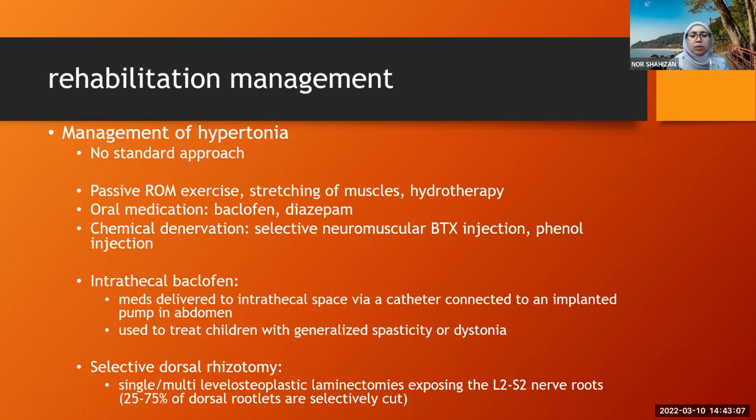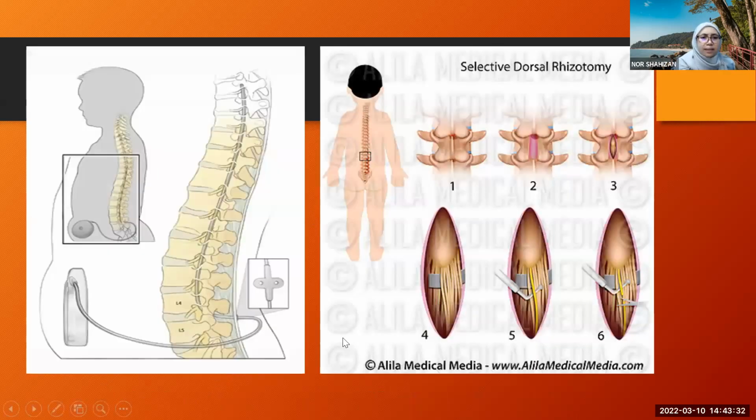Selective dorsal rhizotomy also can be done to treat spasticity, which usually they do a single or multi-level osteoplastic laminectomy, exposing the L2 to S2 nerve roots, okay, which leads to a reduction in spasticity severity. Okay, this is what I mean on intrathecal baclofen, where you put the pump at the abdomen and there is a wire inserted at the level, usually level 2, okay, and this baclofen will help to reduce the generalized spasticity of the muscle.